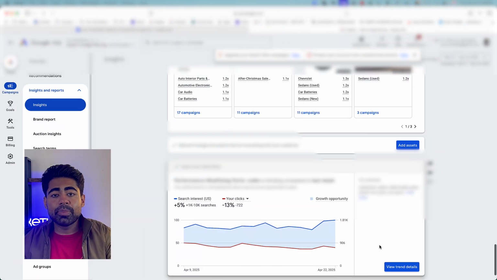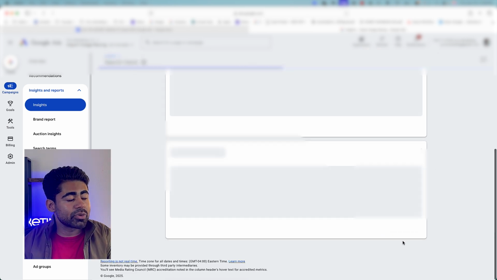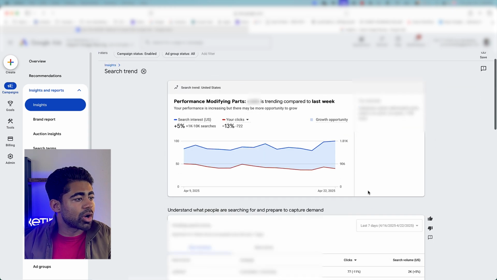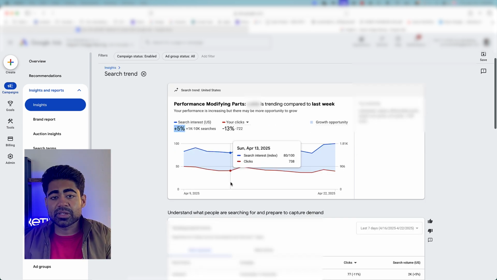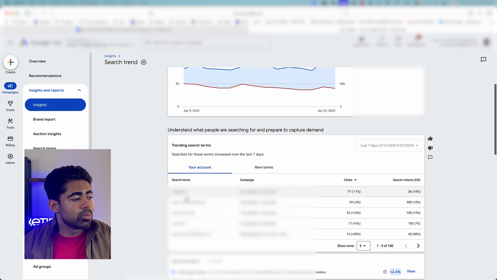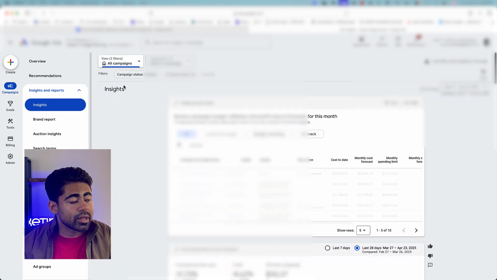But another key piece of insight which your strategy in this method should contain is the trend section. If you click view trend details, we can see overall how the keywords are trending for a lot of our products, how our overall product categories are trending. This specific product right here is trending up by 5% in search interest in the last week, but our clicks are minus 13%. That lets us know that although this is trending, our clicks are going down, which means maybe we're not ranking as high as we should for that specific product in general. It also gives you more search terms, the insights, what clicks you're getting, the search volume, and so forth. So all key insights which your brand needs to further scale with this method.